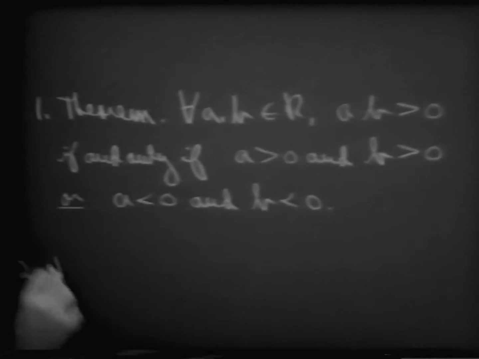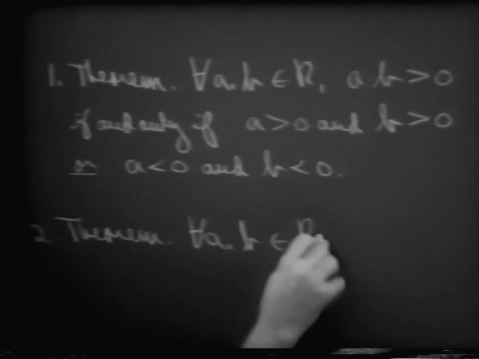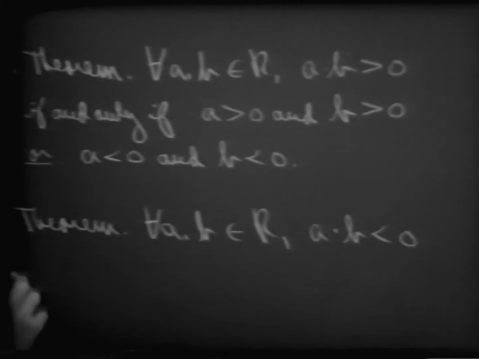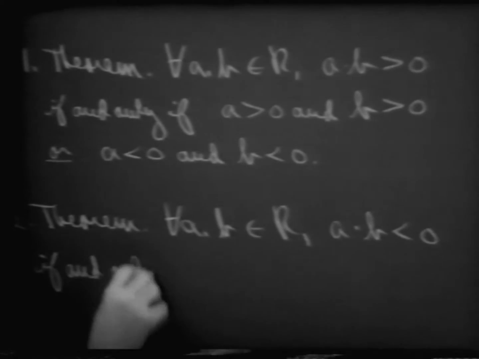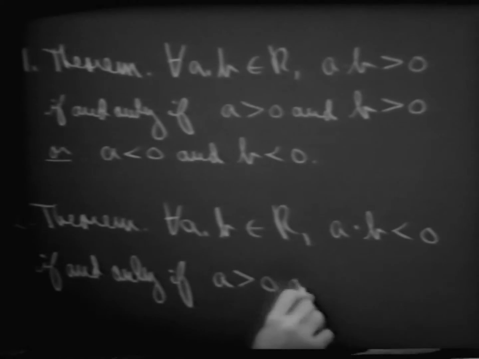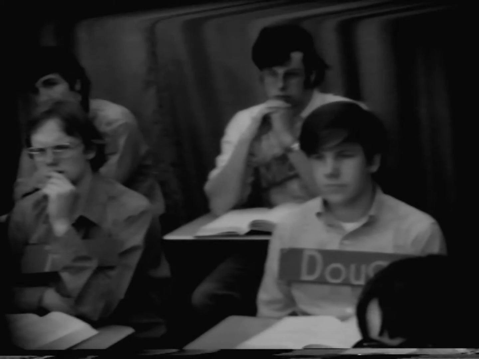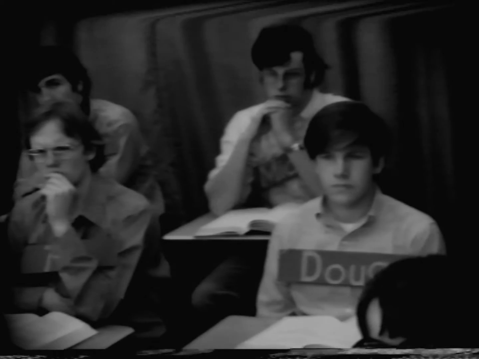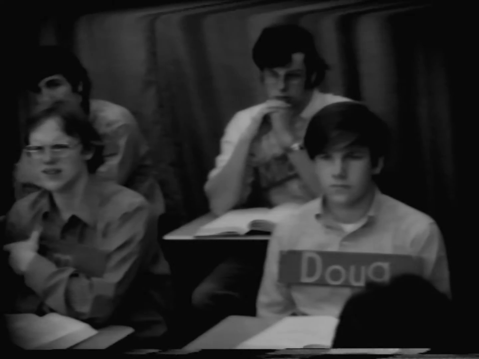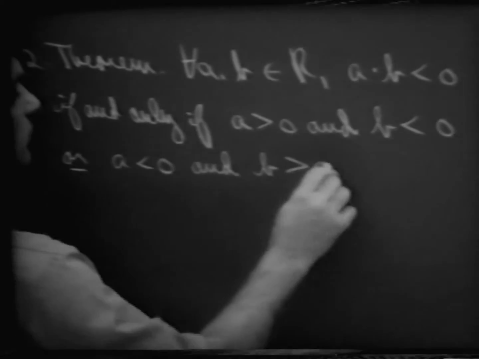Now, there's a second theorem which we may state. I'm not going to prove these, but rather simply utilize them. For every a and b belonging to the set of real numbers, a times b is less than 0 if and only if, and now what do you think we might say? A is greater than 0, and now what position are we forced into, Doug? B is less than 0. Or, now notice all of our algebra here, or our logic here, a is less than 0, and what then must we conclude, Bill? B is greater than 0. And b is then greater than 0.